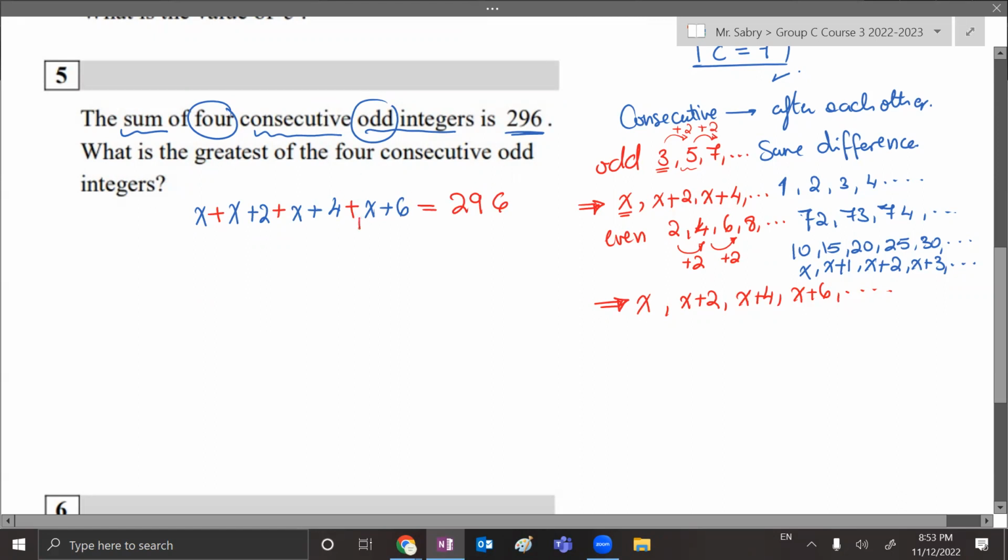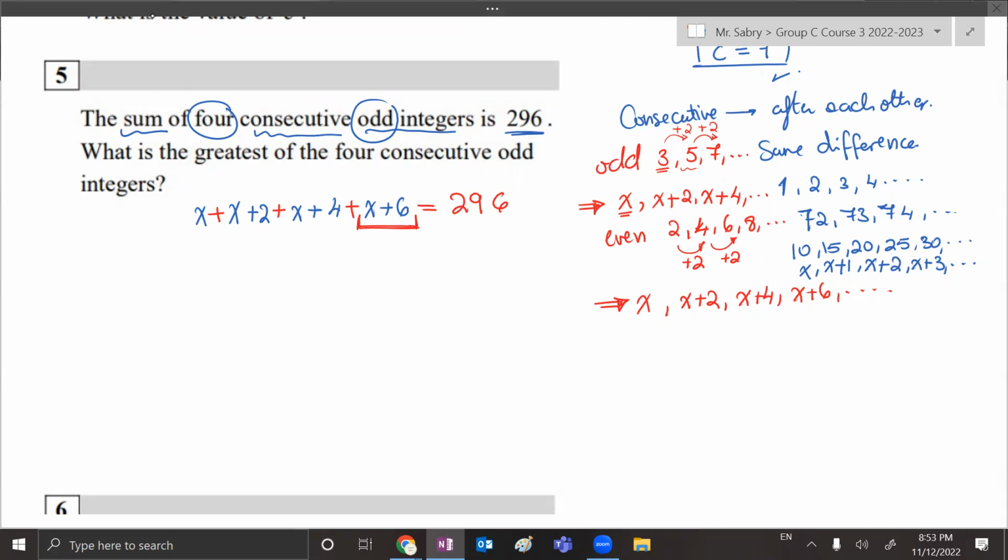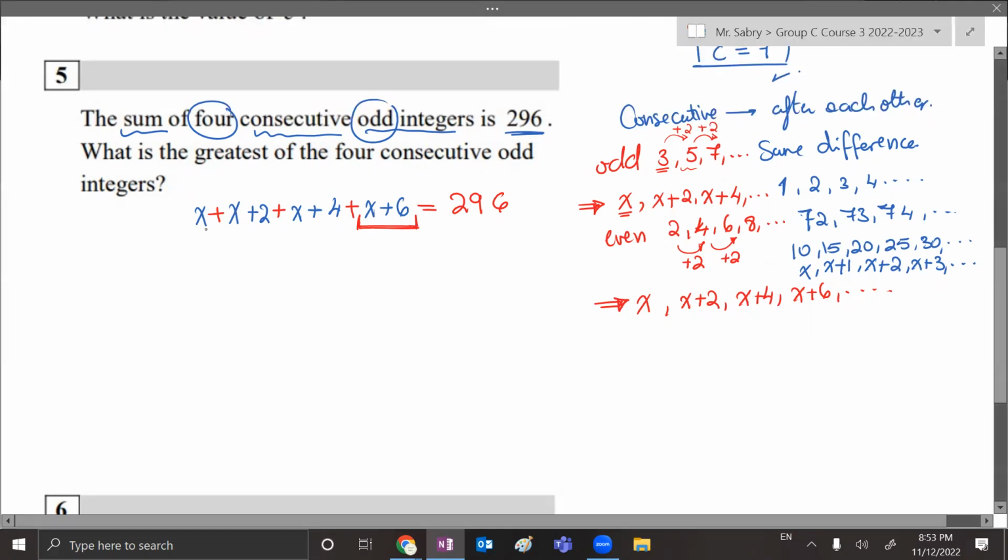What is the greatest of the 4 consecutive integers? The greatest is this one, the biggest one. So I need to find the value of x and then substitute. How can I do so? I'll quickly add like terms together: these are 4 x's, and then 2 plus 4 plus 6, that's a total of 12, equals 296. I'll move the 12 to the other side: 4x equals 284. Then I'll move 4 to the other side by division. So x equals 71.